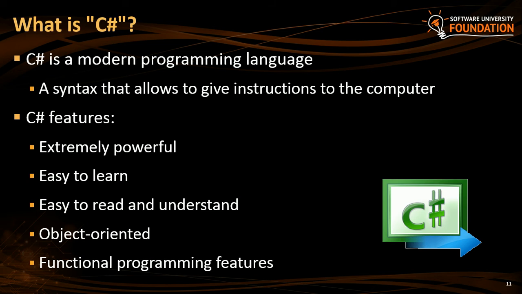What is C#? We already discussed this. This is a modern programming language created by Microsoft, very powerful, easy to learn, easy to understand, easy to read. There are many other languages. Some of them are similar to C#. For example, the for loop syntax is the same in C, C++, Java, JavaScript, PHP, and C#.